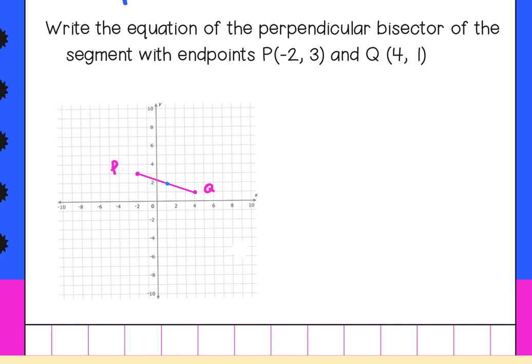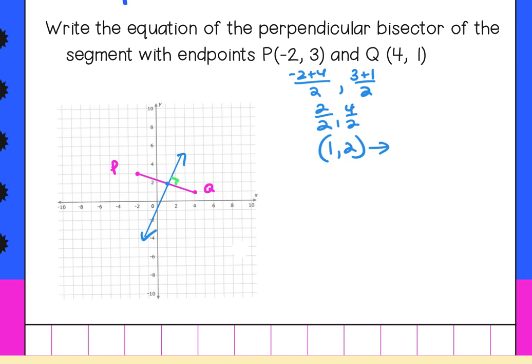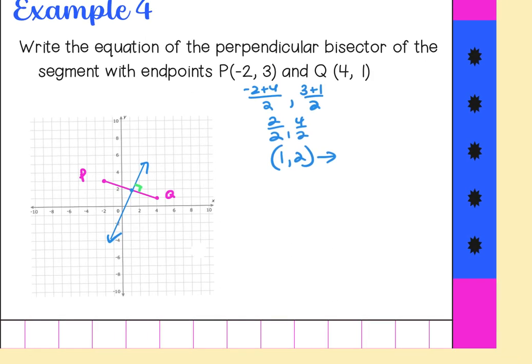So the midpoint, I'm going to add the 2 x's, divide by 2, add the 2 y's, divide by 2. I get 2 over 2, 4 over 2, which is (1, 2). So that's a point that the perpendicular bisector crosses through. That's going to help me find the equation of the line. And then to find the slope of the line, I know these are perpendicular. So I need to find the slope of PQ and then find the opposite reciprocal.